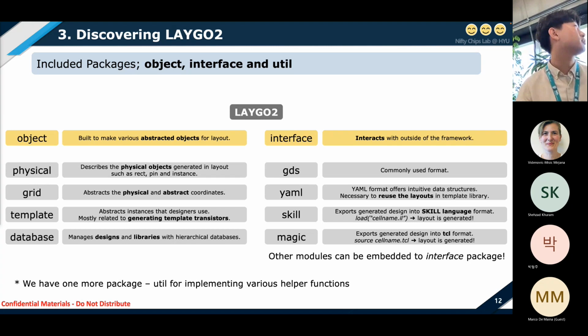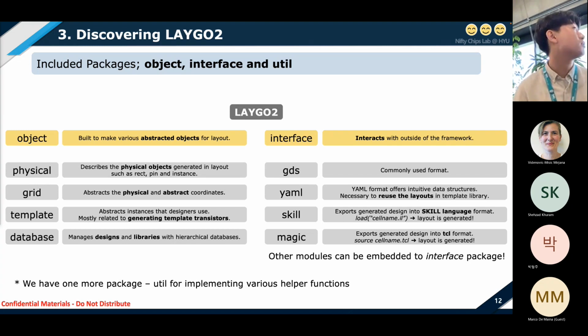Physical module describes the physical objects in your layout, such as rectangles, pins, vias, or whatever. And then the grid module for managing integer and physical coordinates. And then template module to create template transistors and manage the template library. And lastly, the database module to manage the designs and libraries that LAYGO2 generates.